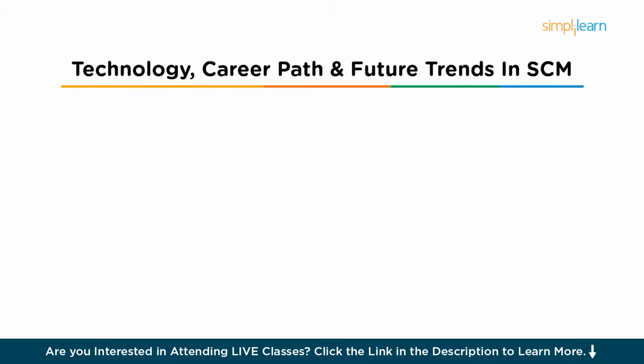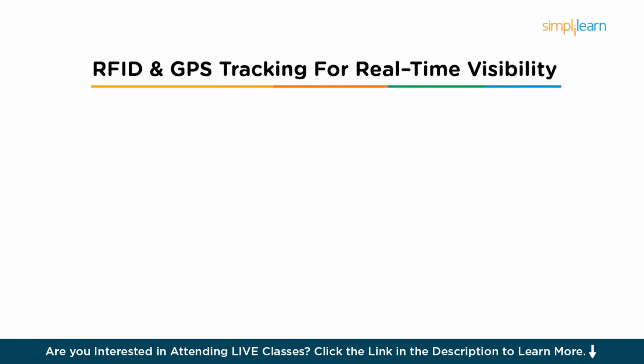So, in this module, we will explore some of the most impactful technologies shaping supply chain management, from RFID tracking and IoT sensors to AI forecasting and blockchain transparency. We will also examine the major challenges SCM professionals face today, key career roles and tools, and what the future holds for the dynamic field. So let's start with RFID and GPS tracking for real-time visibility.